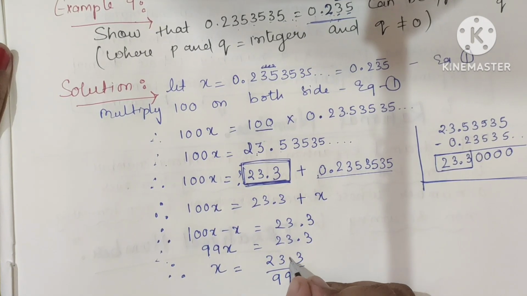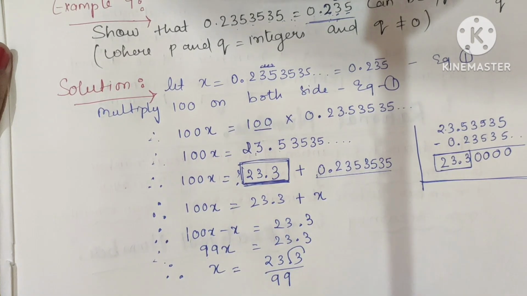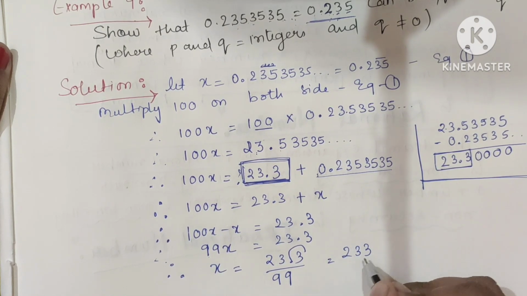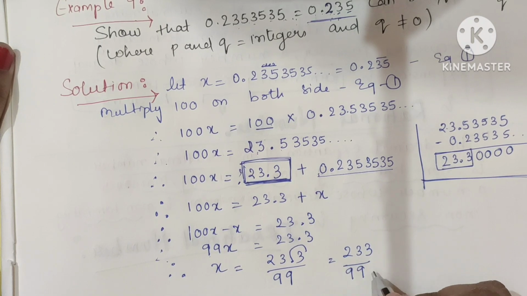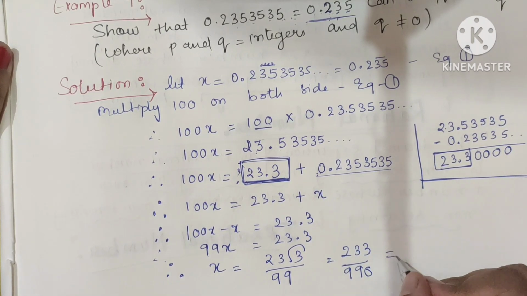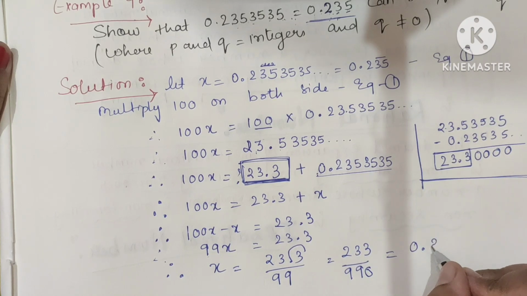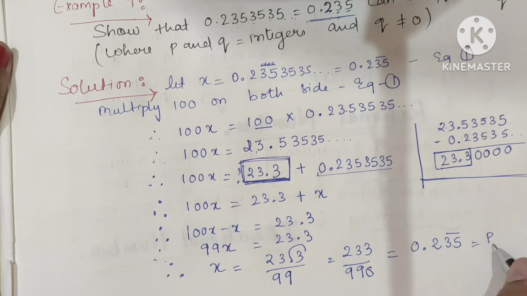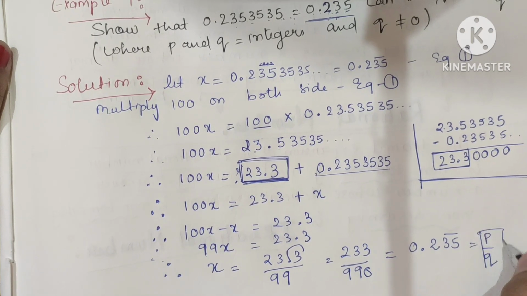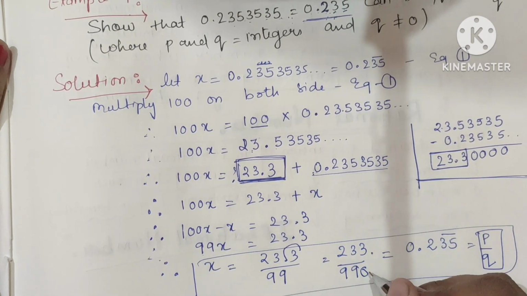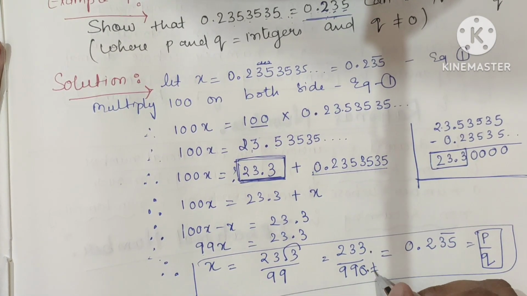You are going to take this decimal out of the denominator. What will it be? 233 upon 990. This is nothing else but 0.235 bar, which has been brought into P by Q form, where P and Q are integers and Q is not equal to 0.